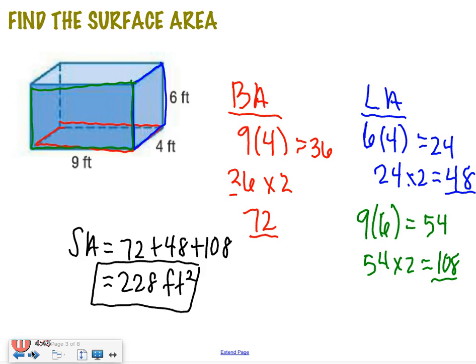So really what we're doing differently from last chapter is just putting a bunch of plane figures together and finding the area. Not too bad, right?